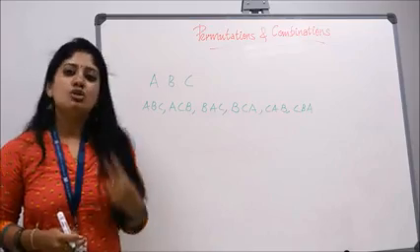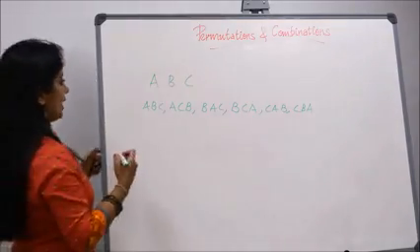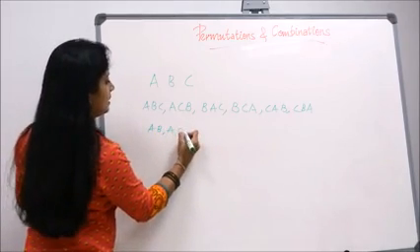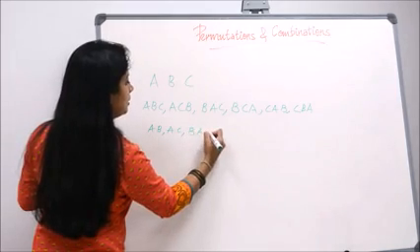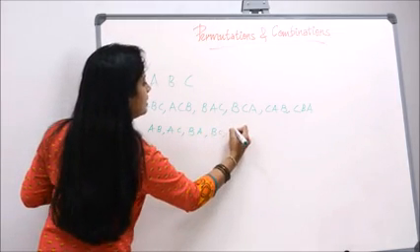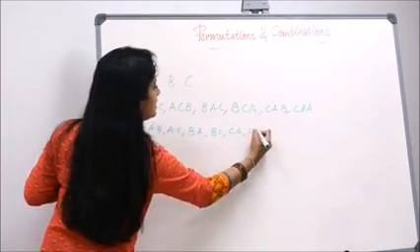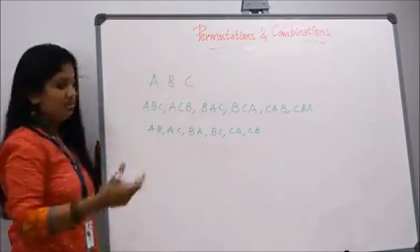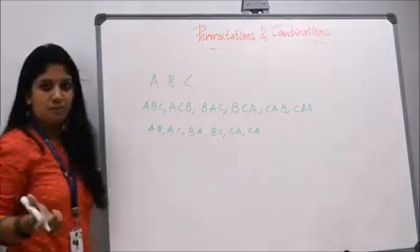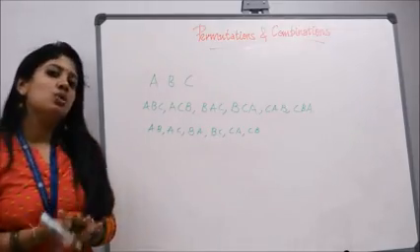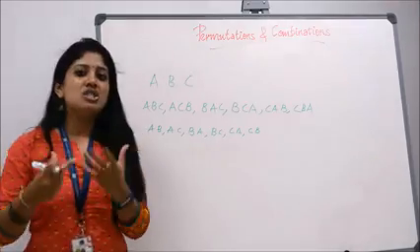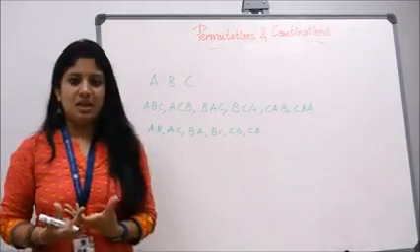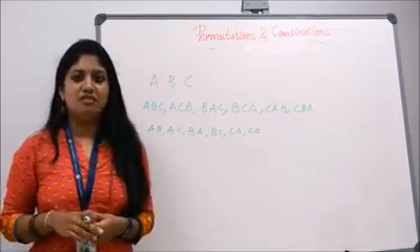Now if you are taking only 2 objects at a time, how can we arrange them? You can arrange it as AB, AC, similarly BA, BC, CA and CB. See, we arranged only taking 2 objects at a time. That's also 6 possible arrangements. So this is how you use permutations to arrange the objects either as a whole or taking one or more objects at a time. Now we'll see how combination is different from permutations.